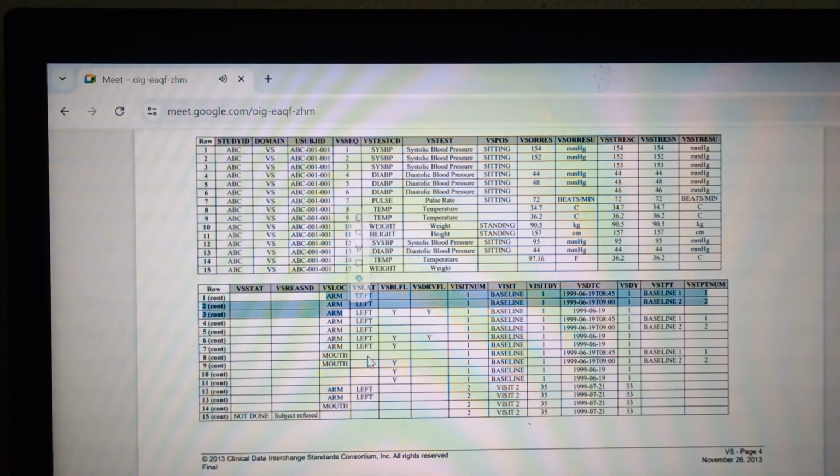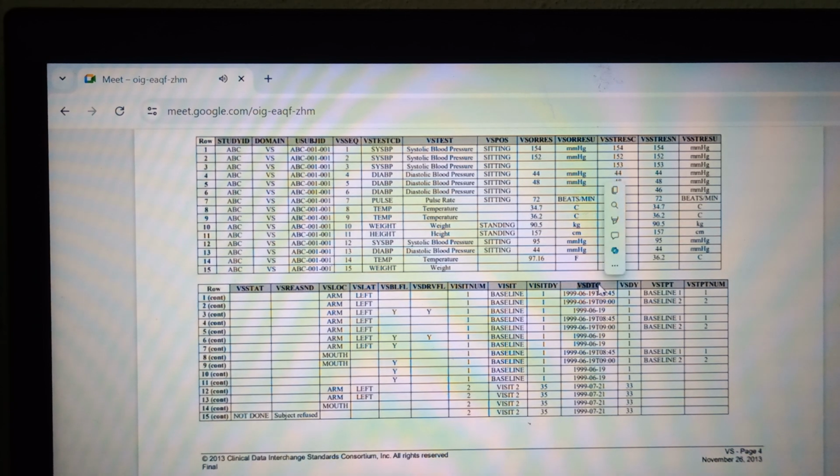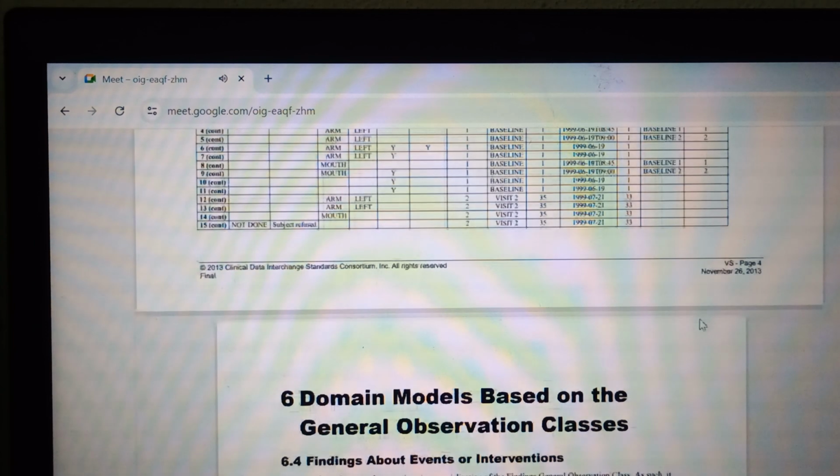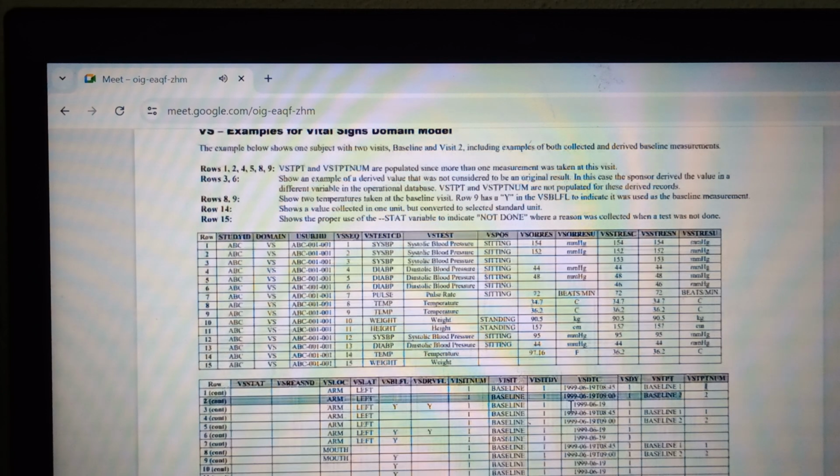Then this is the location, arm, and then laterality, left, and then VSBLFL is Y, and wherever it is the baseline flag it is Y. And then VISITNUM 1, 2, and then VISIT is the baseline, visit 2, and then VISITDY, this is as per the protocol, and then VSDTC is when it's captured. VSDY is captured based on the comparison with your RFSTDTC. Then VSTPT and then VSTPTNUM. Okay, so the baseline and then this is the original. This is the TPTNUM. Okay, so this is what the vital signs dataset looks like.